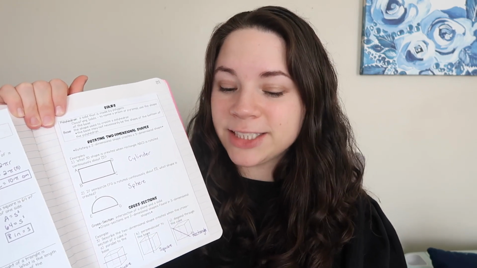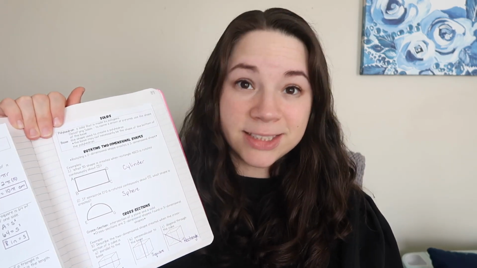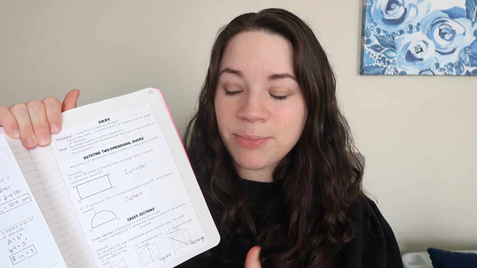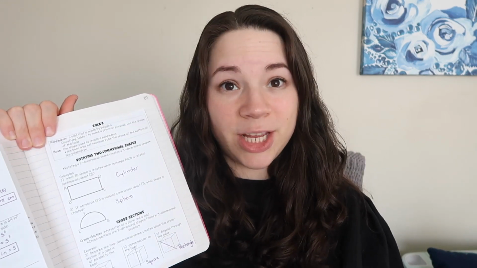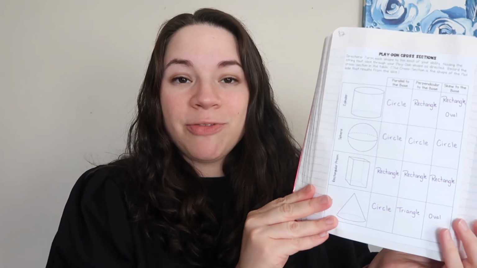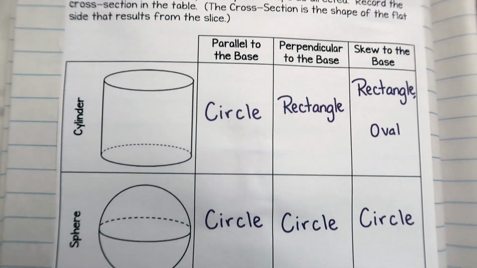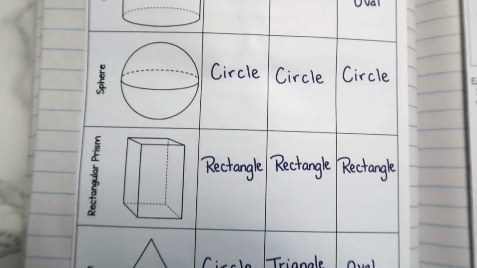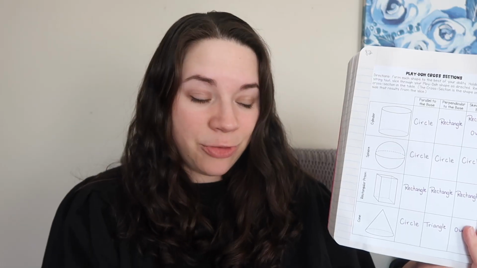Then we do cross sections. So I explain cross sections to students as taking a slice of a 3D shape, and the question is, what 2D shape is it on the inside? So I try my best to explain it with some examples, and once they kind of understand what it is that we're looking for, we do my favorite part of the lesson. We play with Play-Doh. So I have my students make a cylinder, sphere, rectangular prism, and cone as best as they can out of Play-Doh.